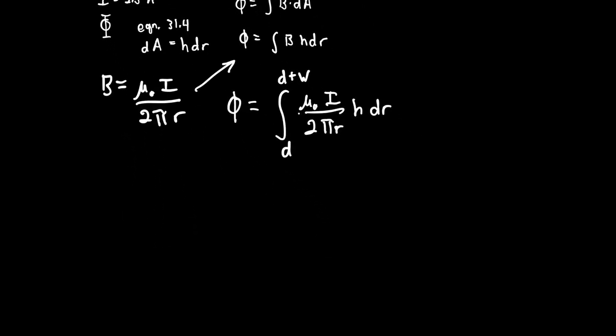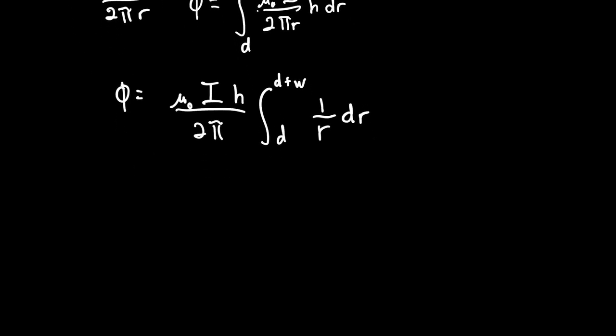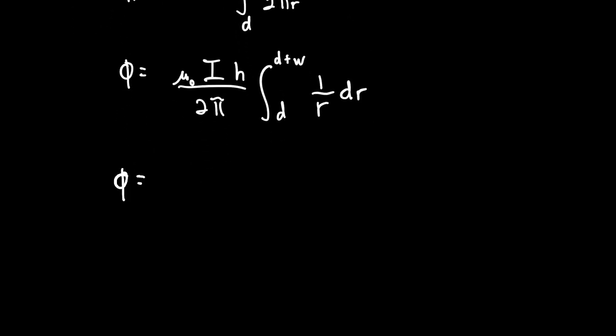Can I pull anything out of the integral? Almost all of it. Everything except for anything that has an r. So phi is now equal to mu naught, I, and h come out, over 2 pi, times the integral from d to d plus w of 1 over r times dr. Phi is mu naught I times h over 2 pi.